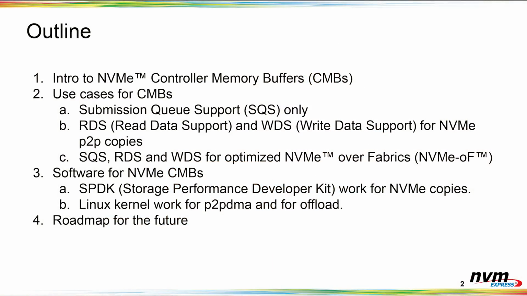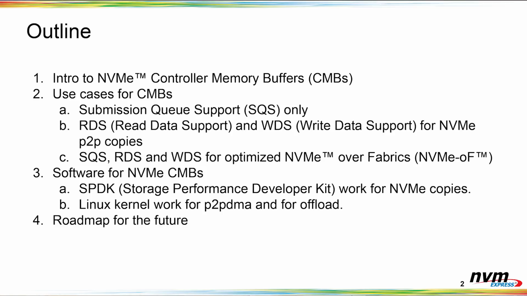Oren's going to introduce us to the controller memory buffers. And then we're going to jump into a couple of potential use cases. One of them that we have seen actually implemented in the Linux kernel is to use the CMB for submission queues. That can lead to some latency improvements, but it's not particularly amazing.